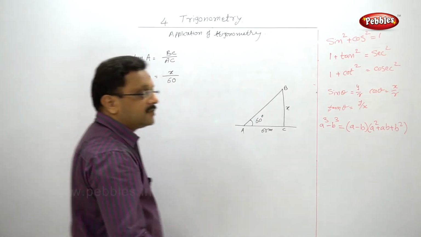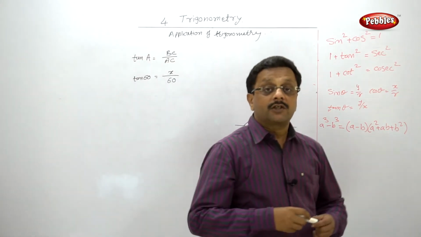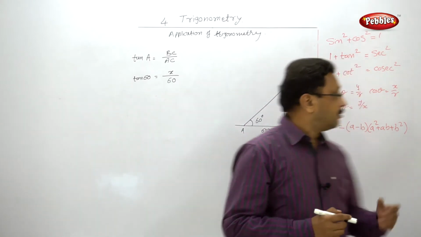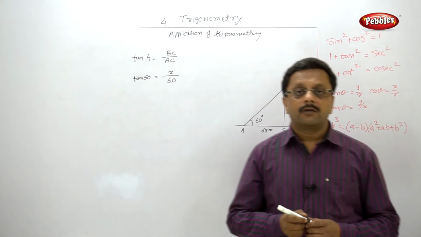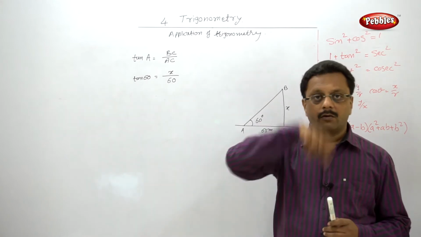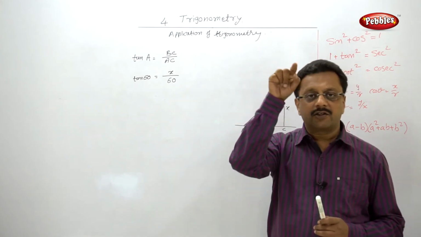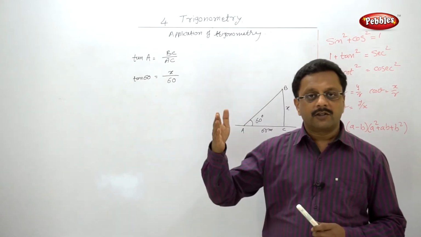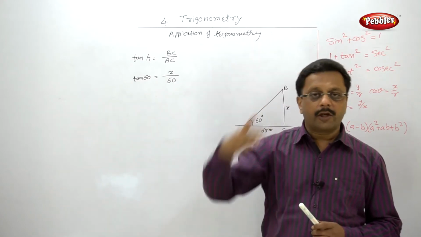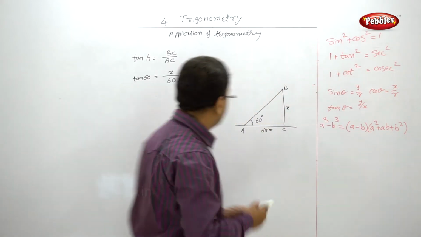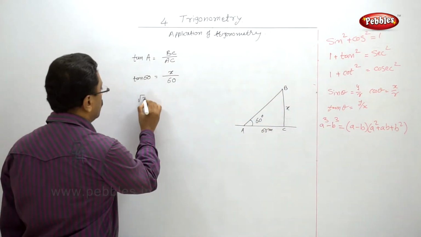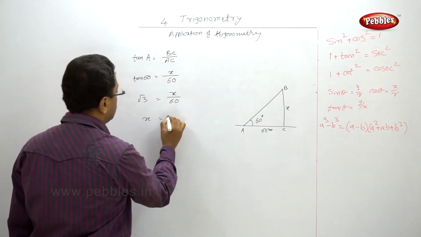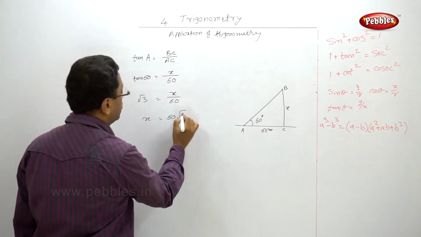And what is tan 60? Just visualize our first triangle. We have not drawn it here, but you know, one right angle triangle, top angle is 30, sides 1, 2, 3, that is root 3. So what is tan 60? Root 3 upon 1, that is root 3. So here we have root 3 is equal to x upon 60. So x is equal to 60 root 3.